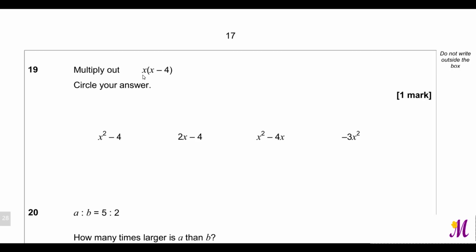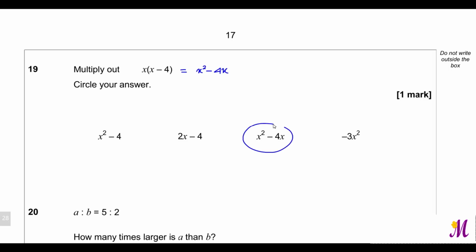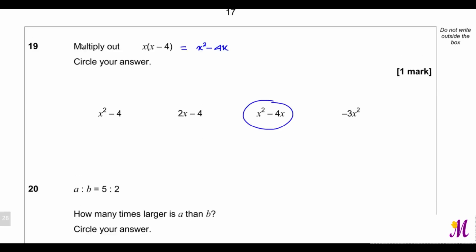Question 19. It looks like a very straightforward question for me. Multiply out this term and this term. So it's x times x, it makes x squared, and then x times minus 4, that will be minus 4x. So it's quite straightforward. We've got the answer now. Let's carry on with the next question.